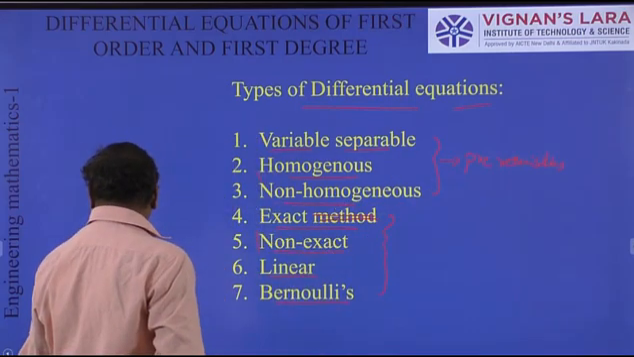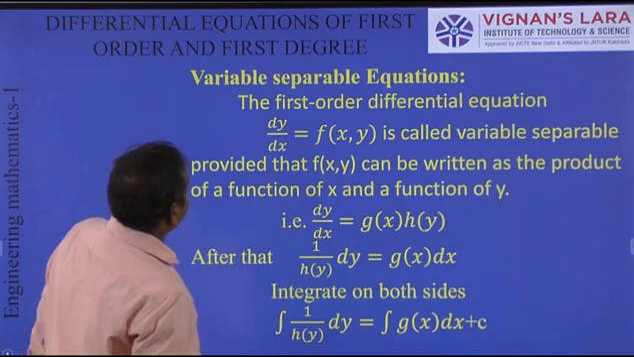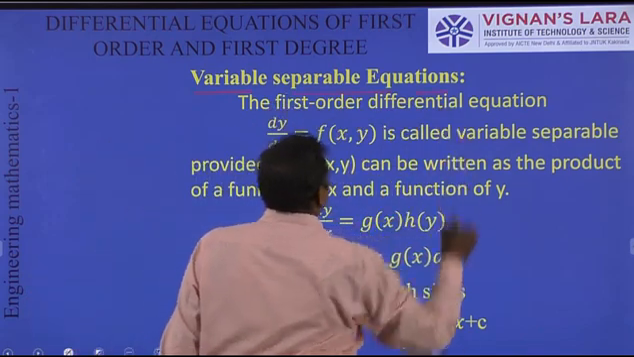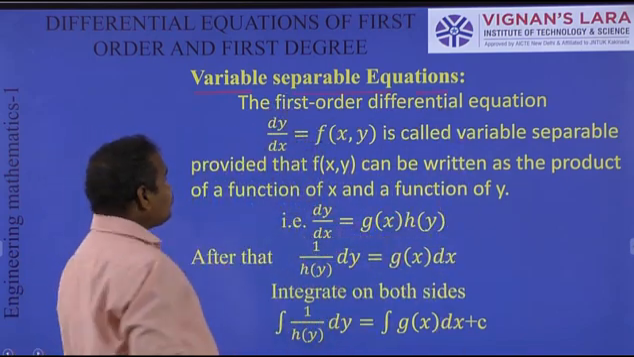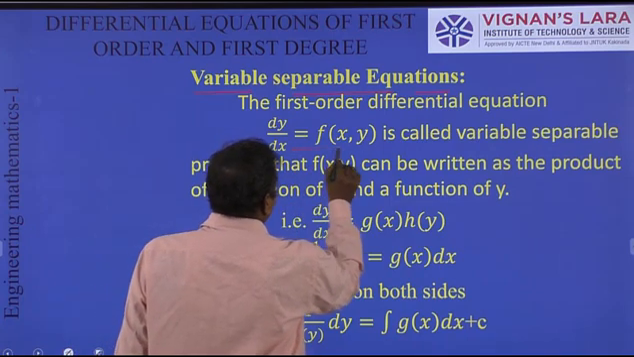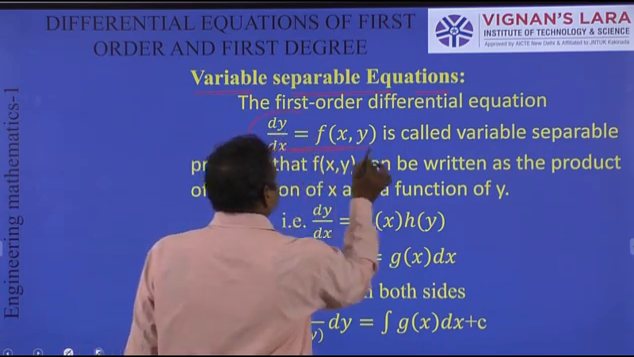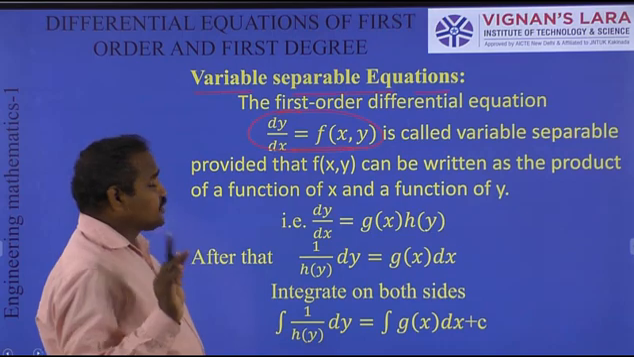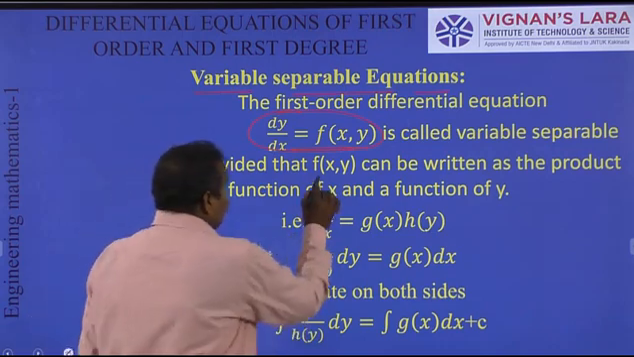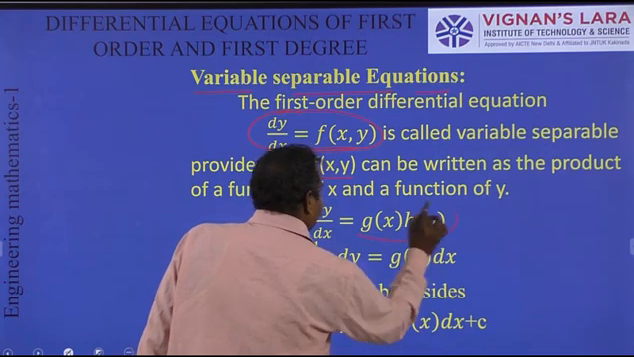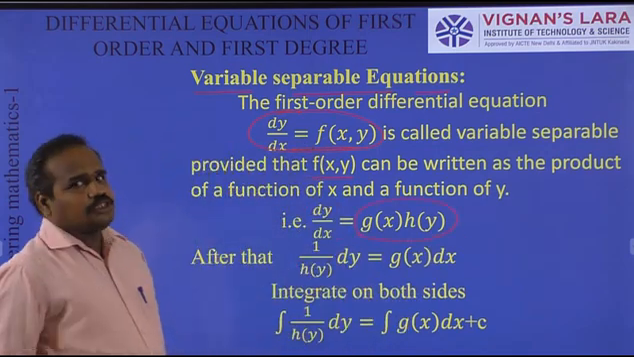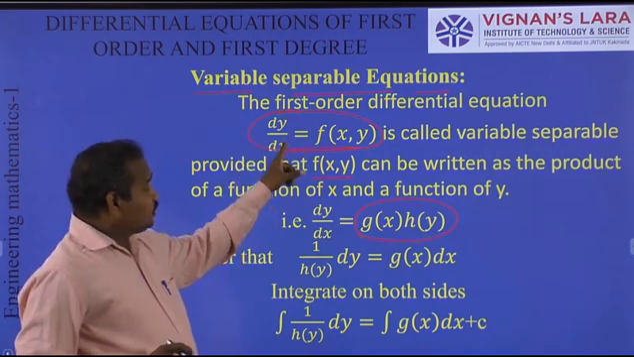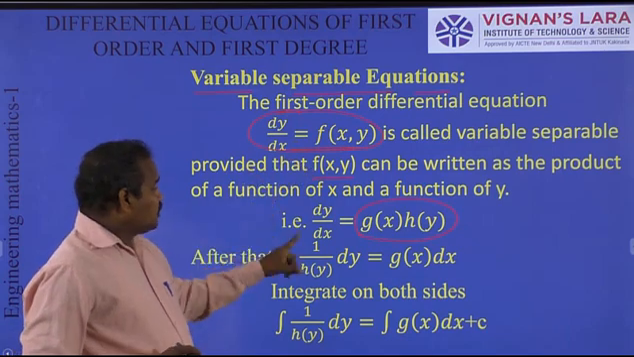Next, coming to this one. Here, at a basic level, I am discussing the prerequisite, variable separable equations. In variable separable equations, for a first order differential equation of the form dy by dx is equal to f of x comma y, it is called a variable separable equation if that f of x comma y can be written in the form g of x into h of y. Then only we say that this equation is a variable separable equation.